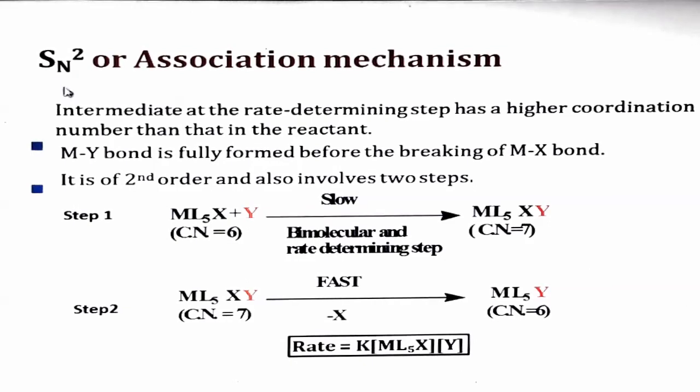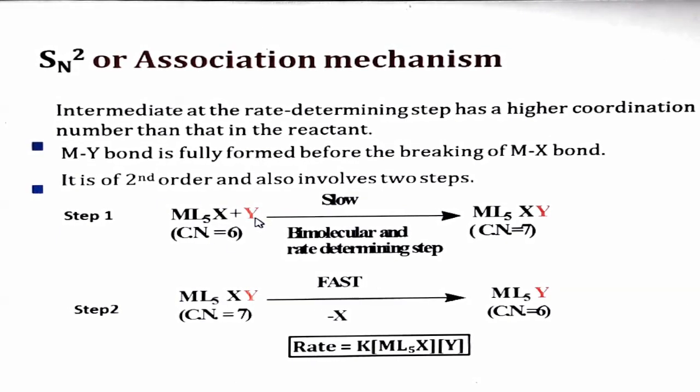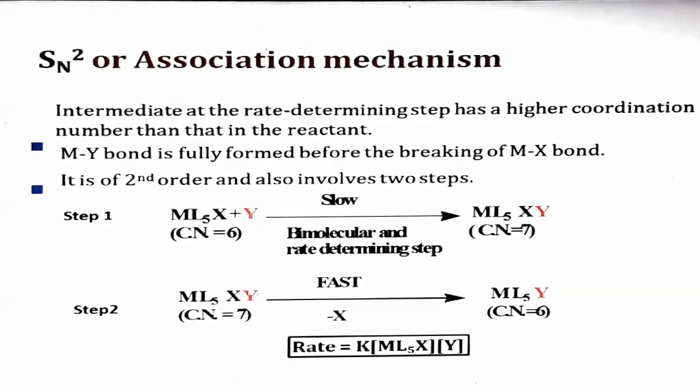Now we start the SN2 mechanism, or association mechanism. In the first step, this octahedral complex reacts with the entering ligand or nucleophile. Since this step is the slow step, it is also called the rate determining step. After this step we get a 7 coordinated intermediate, and this intermediate is unstable because its coordination number is 7. So it undergoes dissociation, Y replaces X here, and again we get a 6 coordinated octahedral complex by the SN2 mechanism.